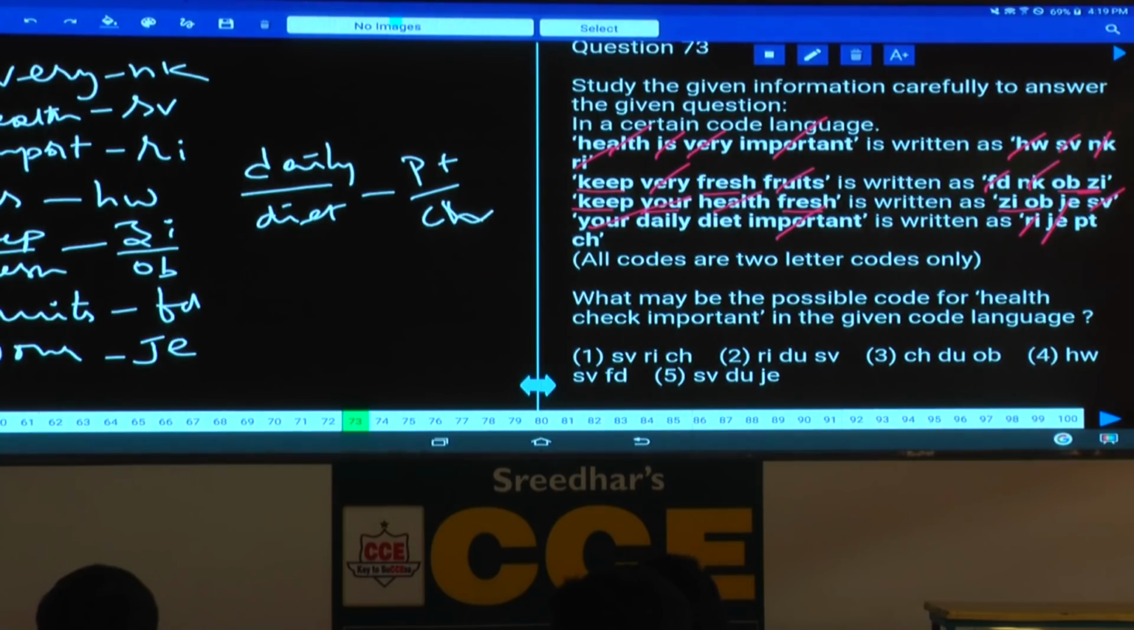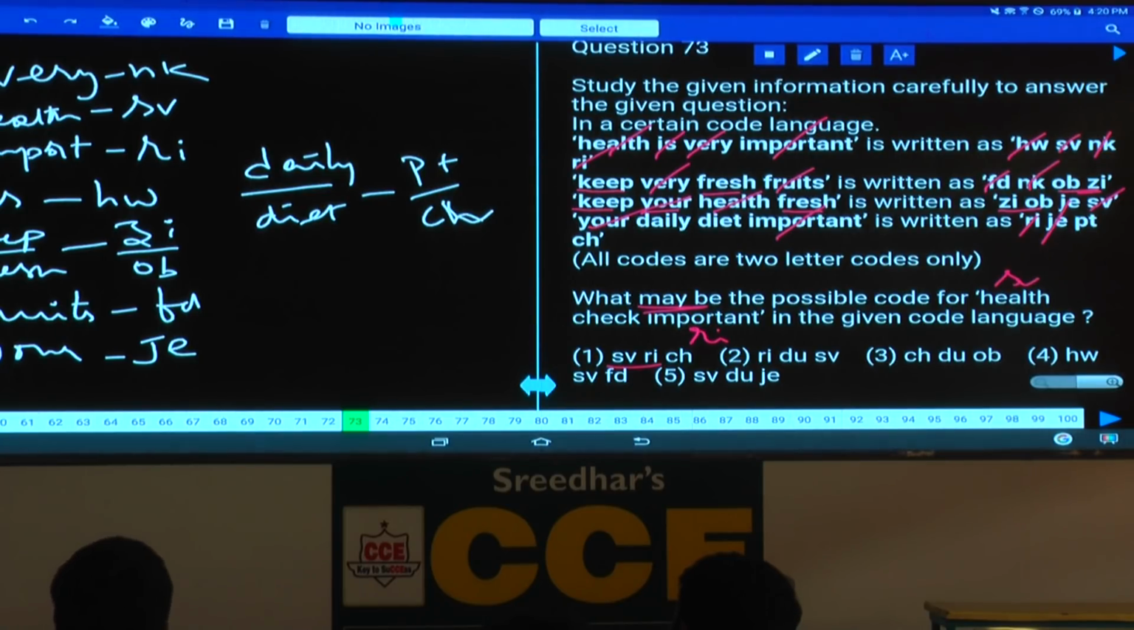Clear now? Then coming to question number 73, what may be the possible code? Here the question is about "may be", which means it is possible. In this one, "health is very important": what is the code for "health"? Health is SV. And "important" is RI. Hence SVRI.